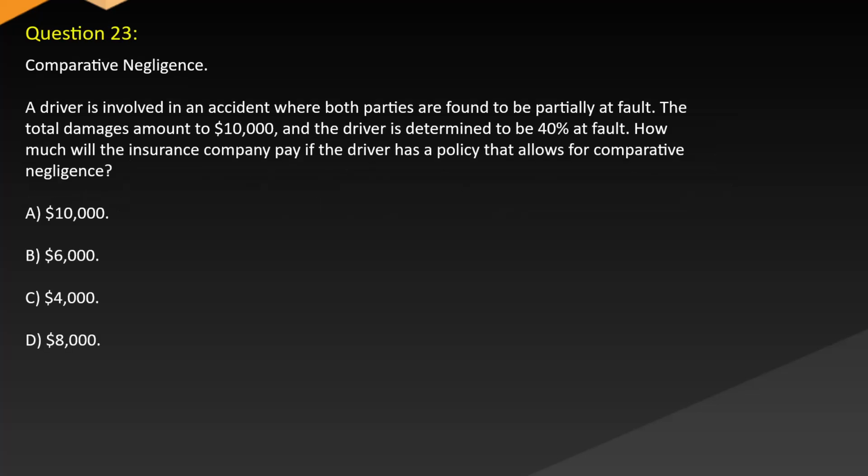Question 23. Comparative negligence. A driver is involved in an accident where both parties are found to be partially at fault. The total damages amount to $10,000 and the driver is determined to be 40% at fault. How much will the insurance company pay if the driver has a policy that allows for comparative negligence? A. $10,000. B. $6,000. C. $4,000. D. $8,000.